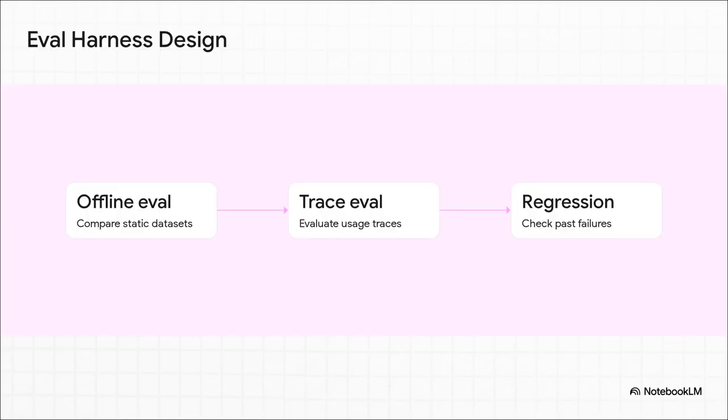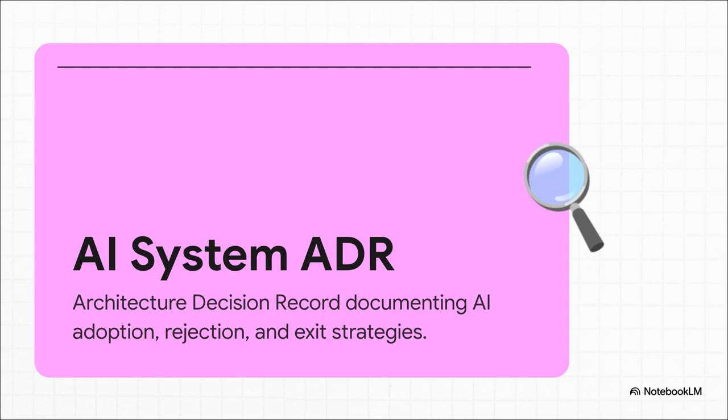You also need robust eval harnesses. Think offline, trace, and regression testing to enforce your operational safety guardrails. Formalize these choices into an AI system ADR. Document your adoption logic, rejections, and your vital exit strategies.